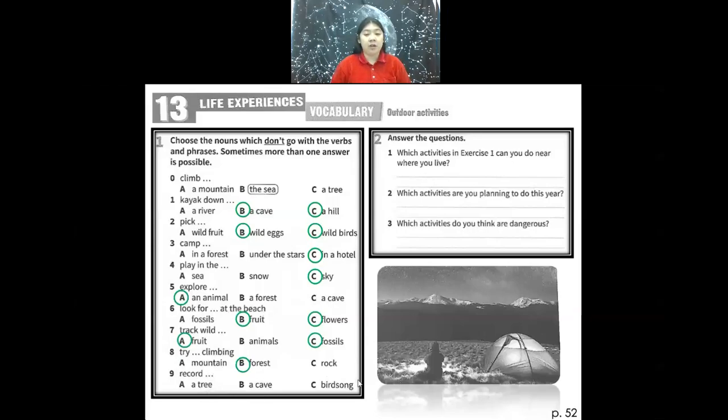Number nine, okay, what can you record? A tree, a cave, or a bird song? So here in this case, we know record is always audio. So a tree and a cave has no sound by themselves. So you can't record them. You can record a bird song, okay?